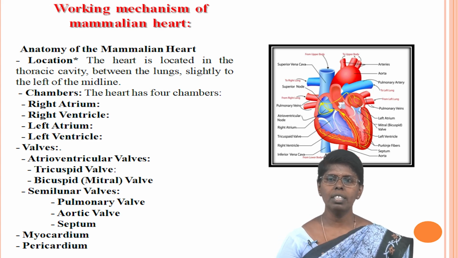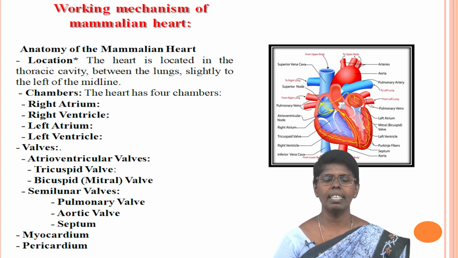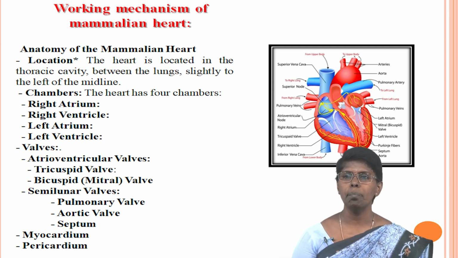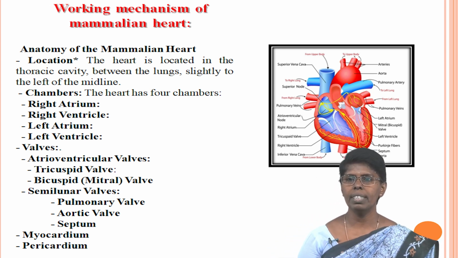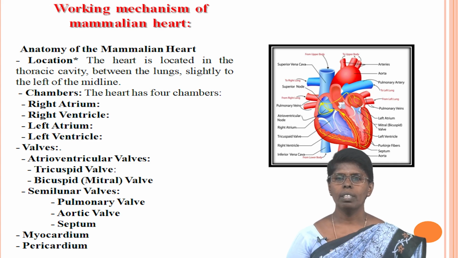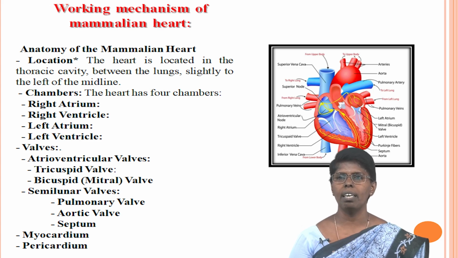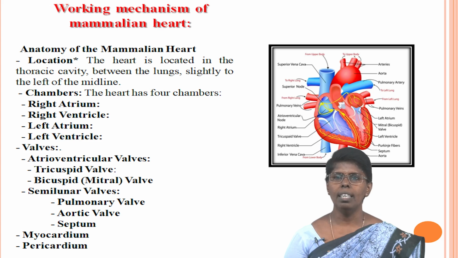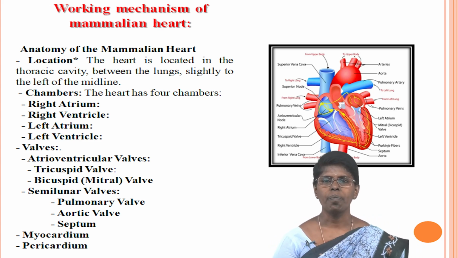The tricuspid valve is located between the right atrium and the right ventricle. The bicuspid valve, also called the mitral valve, is between the left atrium and the left ventricle. Now you see the semilunar valves. The pulmonary valve is located between the right ventricle and the pulmonary artery. The aortic valve is located between the left ventricle and the aorta.